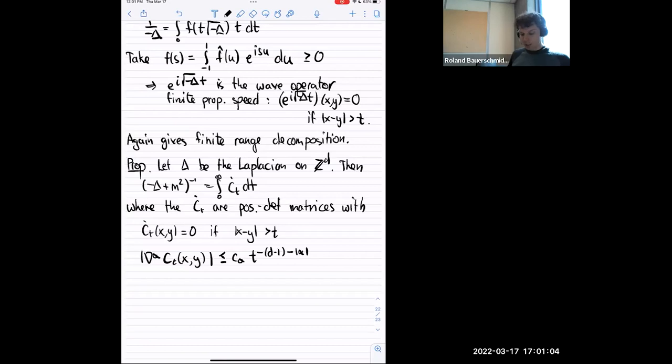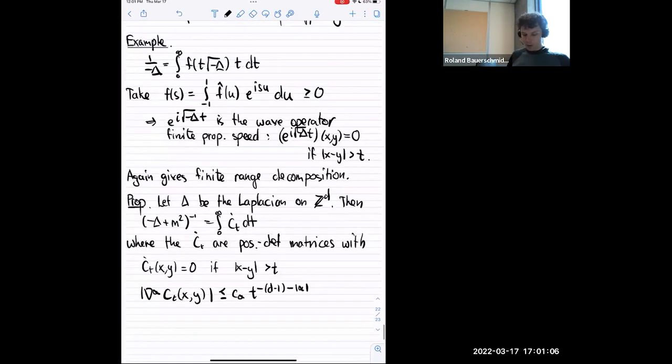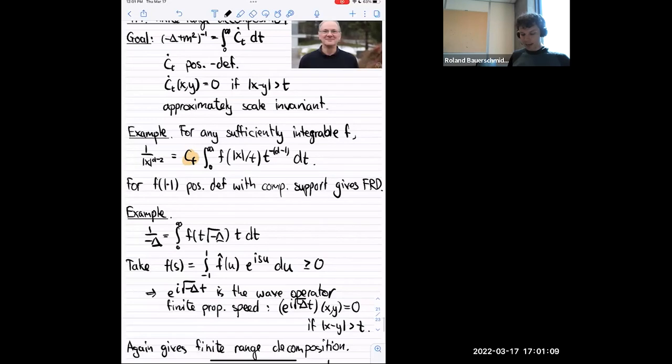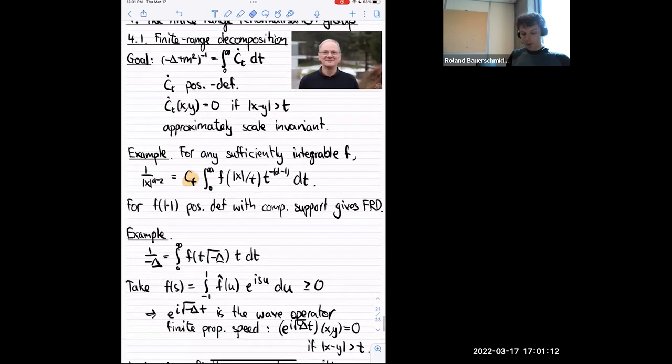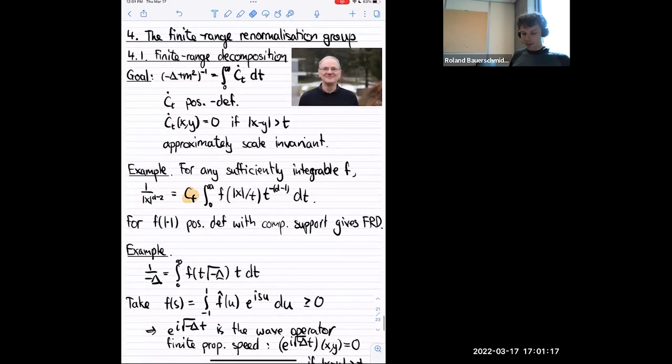I think my time is up at this point. So this was sort of a digression on how to do this. Next time I'll start, assuming we've decomposed this Gaussian measure in this finite range way, and then try to work out how to get around this infinite volume problem, or how to understand the renormalized potential in a way that is uniform in the volume. So that is what we'll do next time. Thank you very much.